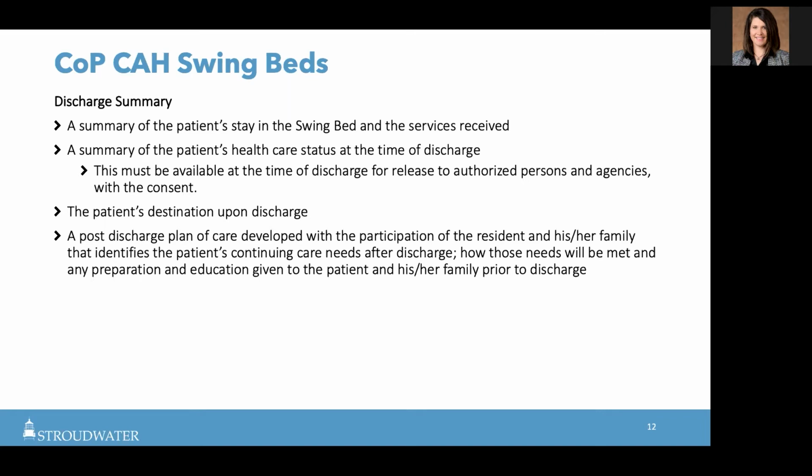And what else must be included in the discharge summary? Where the patient is going, what's their destination, and their post-discharge plan of care. This is where the family comes into play: is the family ready to support that patient when they come home? What are the continuing care needs after discharge? How will those needs be met? If the home is not safe, does the home need to have handrails or a ramp put in for the patient to safely ambulate into the home that they are going to?